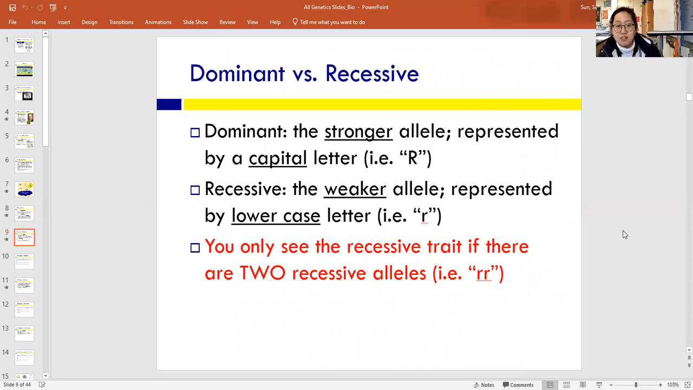Dominant versus recessive is important for us to know too, because if something is dominant, it's the stronger allele, and it's usually represented by a capital letter. It's the one that's going to show as the physical trait if it's paired with a recessive allele. The recessive, on the other hand, is the weaker allele, so it's represented by a lowercase letter of the same kind, because remember, one gene is represented by one letter, and that letter will be capital or lowercase depending on whether it's dominant or recessive. You'll only see the recessive trait if there are 2 recessive alleles. So if it's lowercase, lowercase, or homozygous recessive, then you'll see the physical trait of the recessive allele showing.